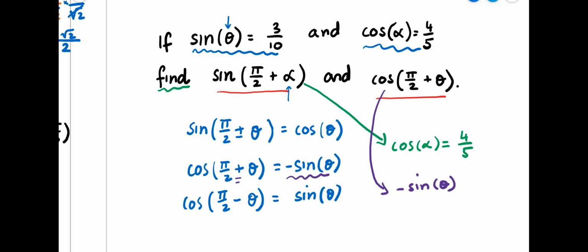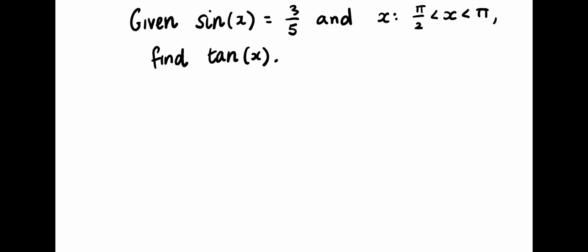Well, what is sine theta? Sine theta is 3/10. So this is negative 3/10. And that's the answer for that question. Now, it may not look like it, but this question here actually uses the same principles as the question previously. It's a test on whether you know your trig identities.